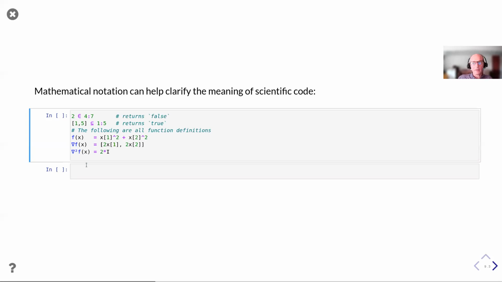And so for code that is read more often than it is written, it's often very nice to be able to choose symbols that mirror, for instance, the paper that you're following or something else like that.